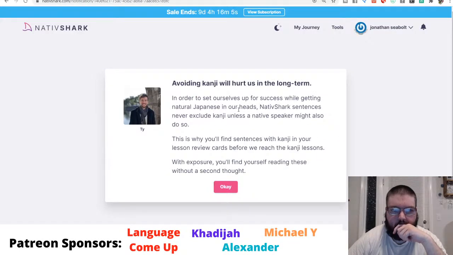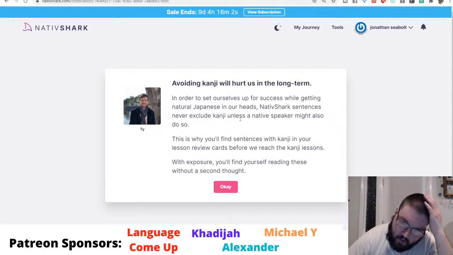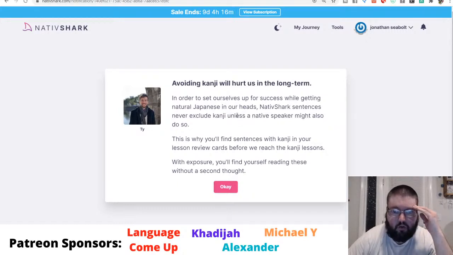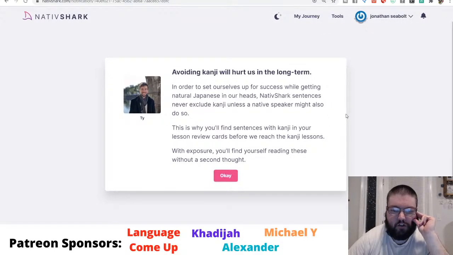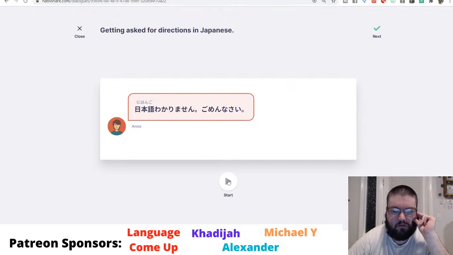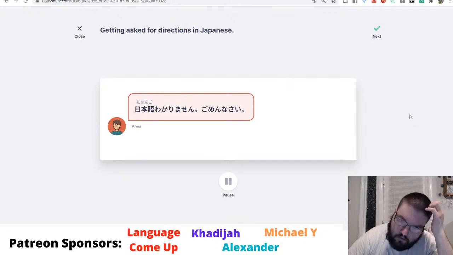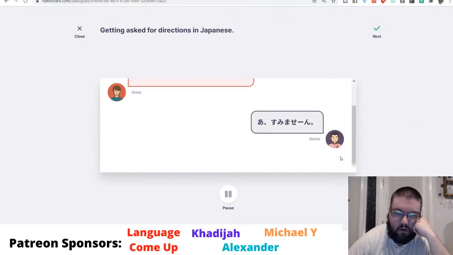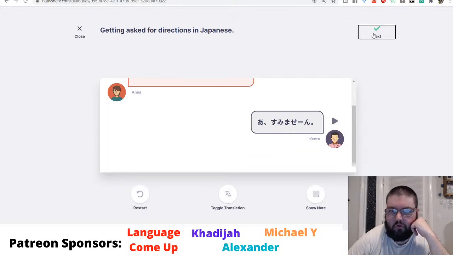Avoiding kanji will hurt us in the long term. Yes. In order to set ourselves up for success while getting natural Japanese in our head, NativShark sentences never exclude kanji unless a native speaker might also do so. This is why you find sentences with kanji in your lesson review cards before we reach the kanji lessons. With exposure, you'll find yourself reading these without second thought. All right, cool.